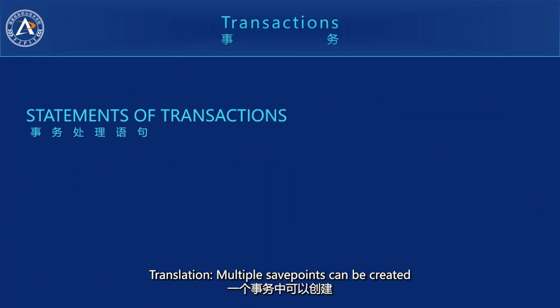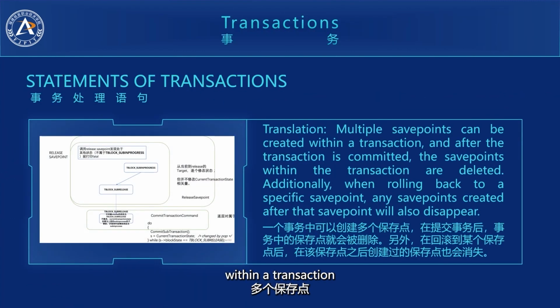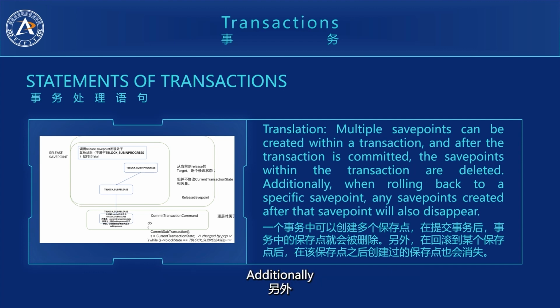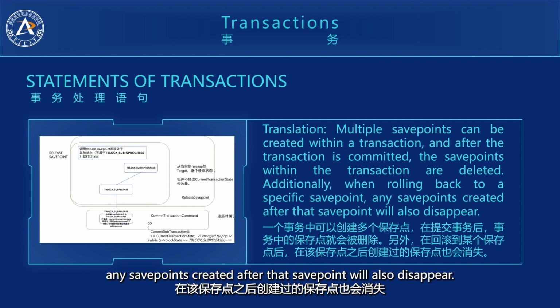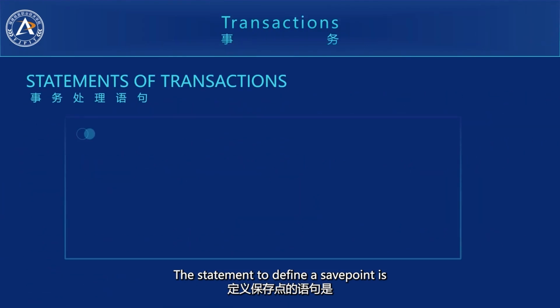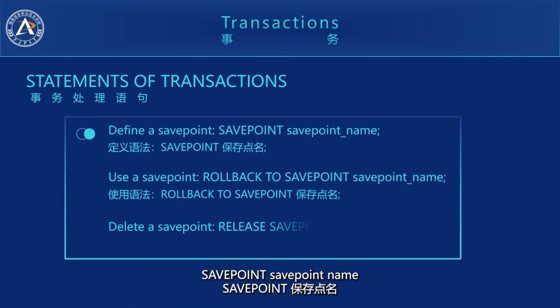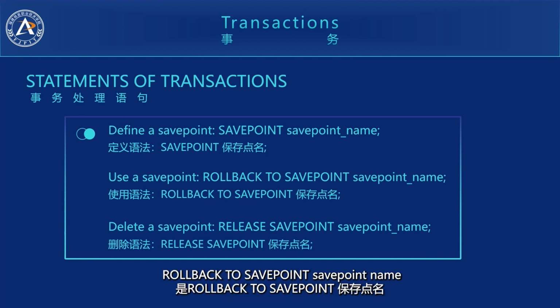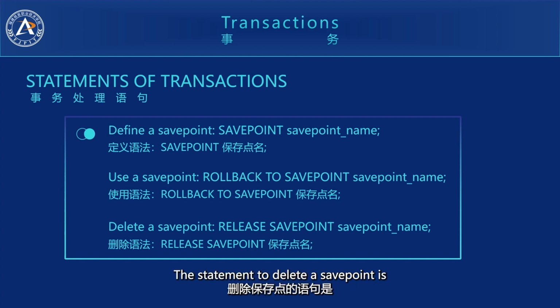Multiple save points can be created within a transaction, and after the transaction is committed, the save points within the transaction are deleted. Additionally, when rolling back to a specific save point, any save points created after that save point will also disappear. The statement to define a save point is save point underline name. The statement to use a save point is rollback to save point underline name. The statement to delete a save point is release save point underline name.